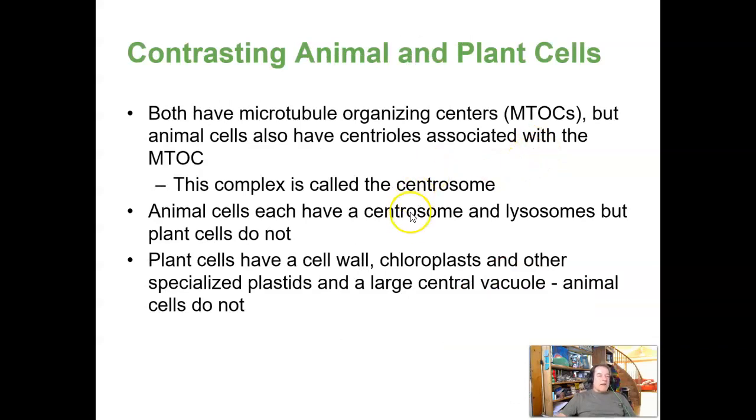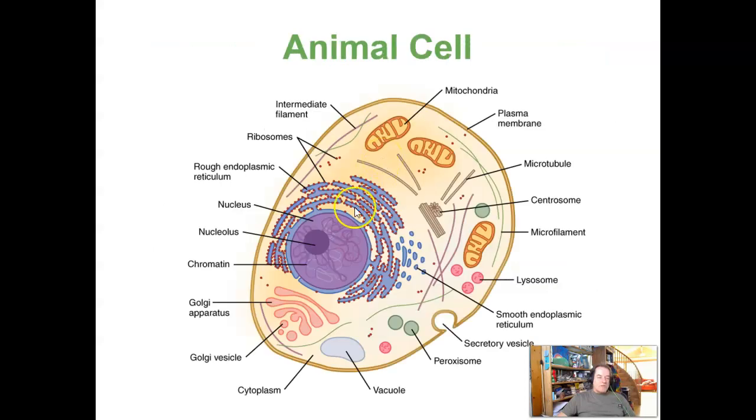Some differences between animal and plant cells, as it says right here. Both have microtubule organizing centers, but animal cells have centrioles. Plant cells do not. They both have an area where microtubules are put together, but only animal cells have centrioles. The larger area is called a centrosome. So all eukaryotic cells have a centrosome, but only animal cells have centrioles within that centrosome. We'll take a look at a picture in just a second. There's the pair of centrioles, and the larger region around it with the microtubules coming from it is going to be the centrosome.